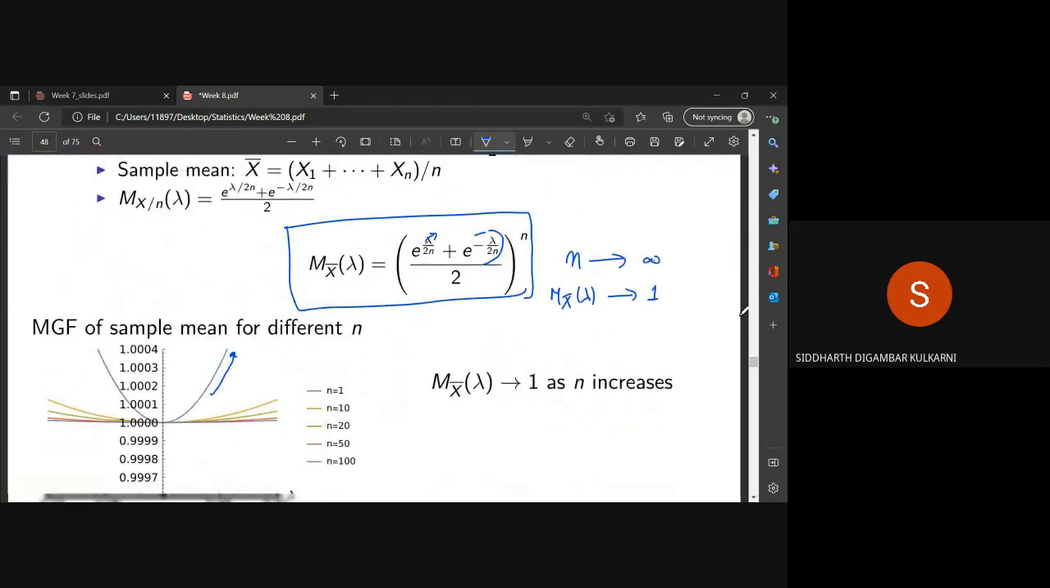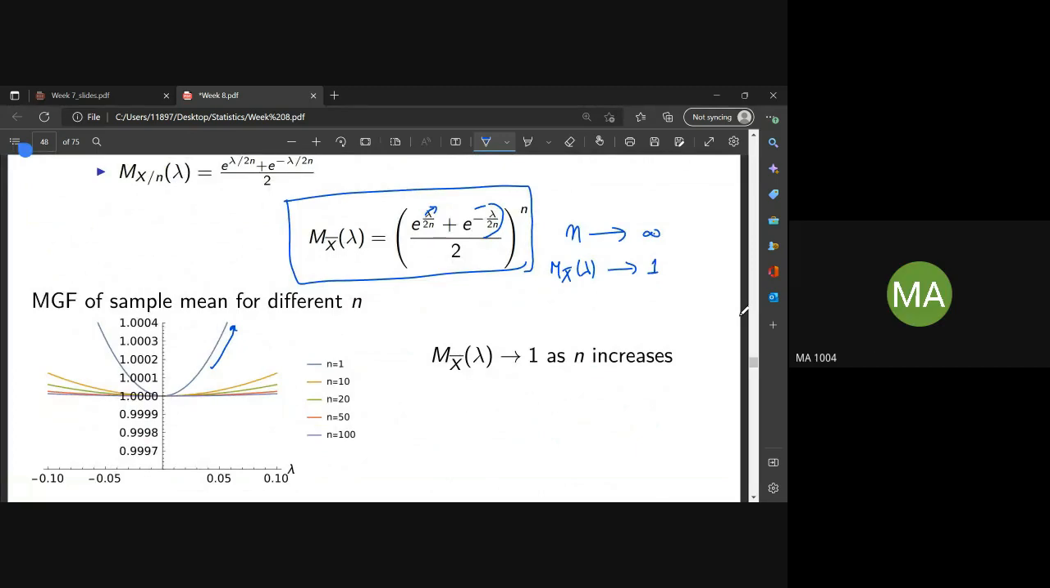This was done because as n increases, x bar becomes 0. Can you tell how? Because the mean of that centralized Bernoulli is 0. So as you increase n, according to the weak law of large numbers, x bar will tend to 0. And the moment generating function of 0 is 1. Even if you just look at this expression for MGF, when you take the limit for n tending to infinity, you can see that MX bar of lambda goes to 1. Yes, what you said is right.